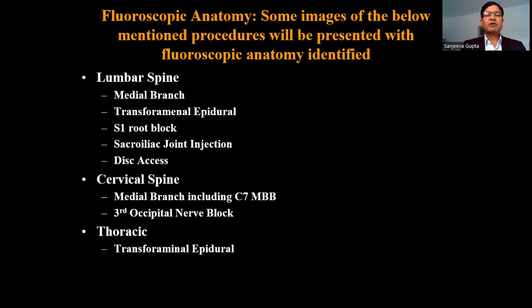Now, we will discuss the fluoroscopy of the cervical and thoracic spine. During the course of the discussion, we'll discuss medial branch block, including C7 in a lateral position as well as in a prone position. And third occipital nerve block also we'll discuss. And at the thoracic level, we'll discuss transforaminal epidural. The lumbar procedures I've already discussed in part 1 of the presentation on lumbosacral fluoroscopic anatomy.